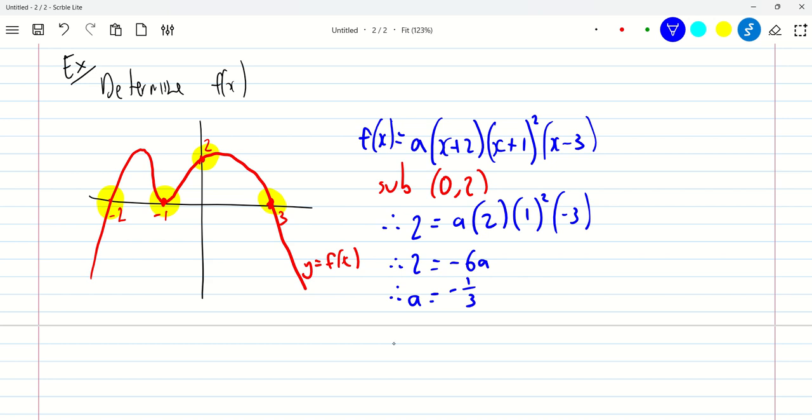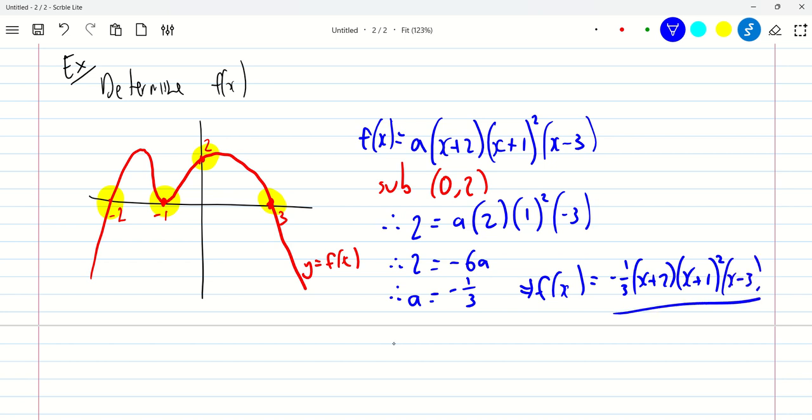Okay, so that means my function f of x is equal to negative 1/3 (x plus 2)(x plus 1) squared (x minus 3). Done. If that makes sense. As you can see, very, very similar to cubics, just a little bit harder. See you in the next video.